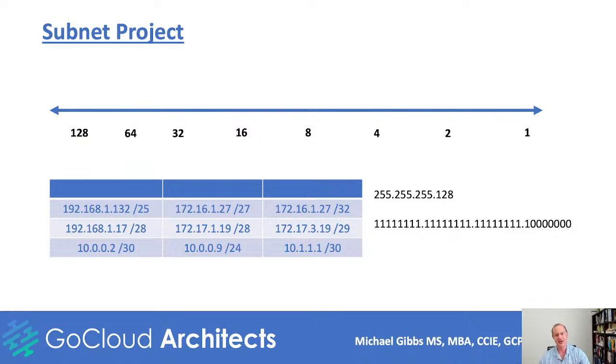So, Arun, you did a good job. The 192 is divisible here. You told me where the subnet began: 192.168, or I'm sorry, .1.128. Now, Arun, where does the subnet end?